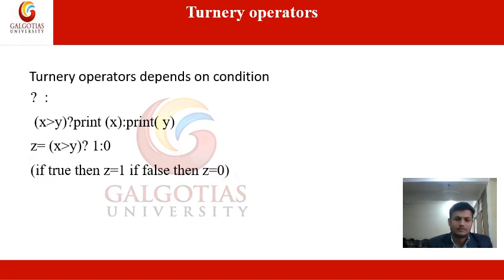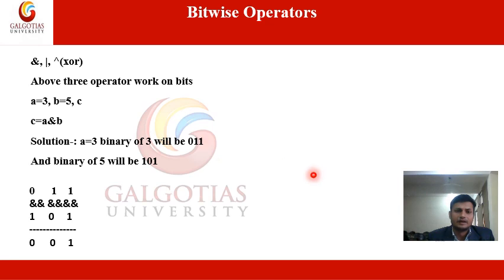Next we have bitwise operators. So what are the bitwise operators? And, or, and XOR. I will tell you the formula for XOR. And and or are the same things that we have already discussed, but here the meaning will be a little bit different. In the case of XOR, if both of the elements are the same the result is 0, and if different the result is 1.